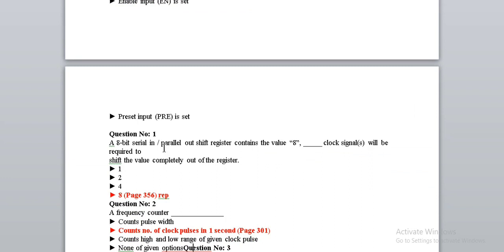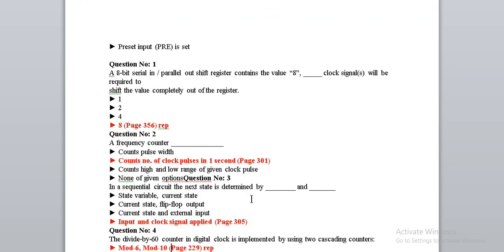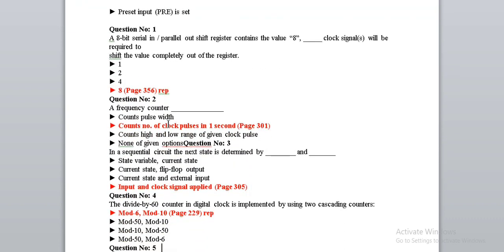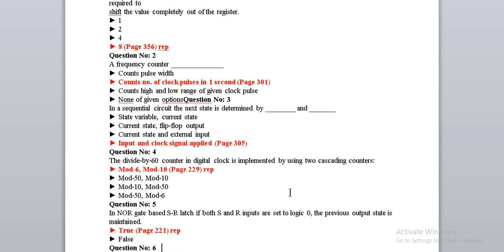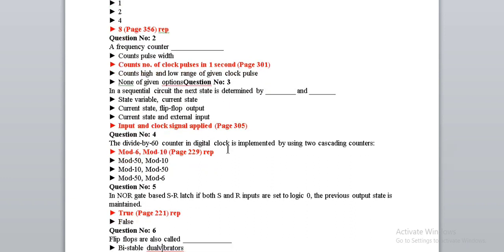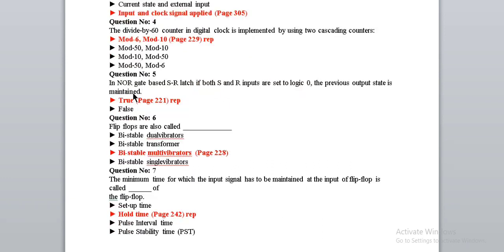An 8-bit serial in parallel out shift register contains the value 8. This is also repeated, the answer is 8. A frequency counter counts the number of clock pulses in 1 second. In a sequential circuit, the next state is determined by ___ and ___ input and the clock signal applied. The divide by 60 counter in a digital clock is implemented by using two cascading counters, mod 6 and mod 10.